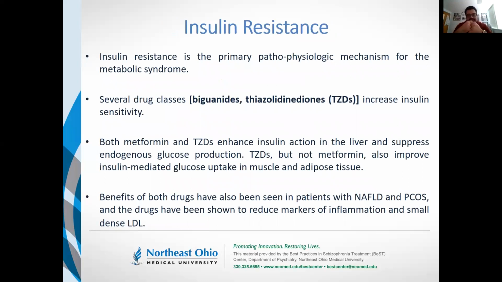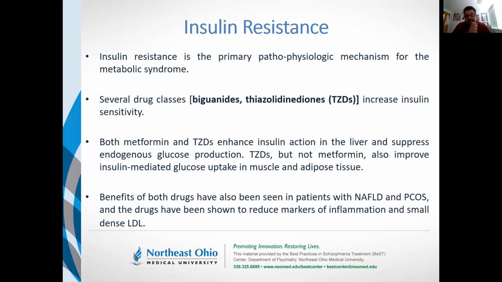Insulin resistance is the primary pathophysiologic mechanism for metabolic syndrome. We have several drug classes, biguanides and thiazolidinediones, or TZDs, and these help increase insulin sensitivity. Both metformin and the TZDs enhance insulin action in the liver and suppress endogenous glucose production. TZDs, but not metformin, also improve insulin-mediated glucose uptake in muscle and adipose or fat tissue.